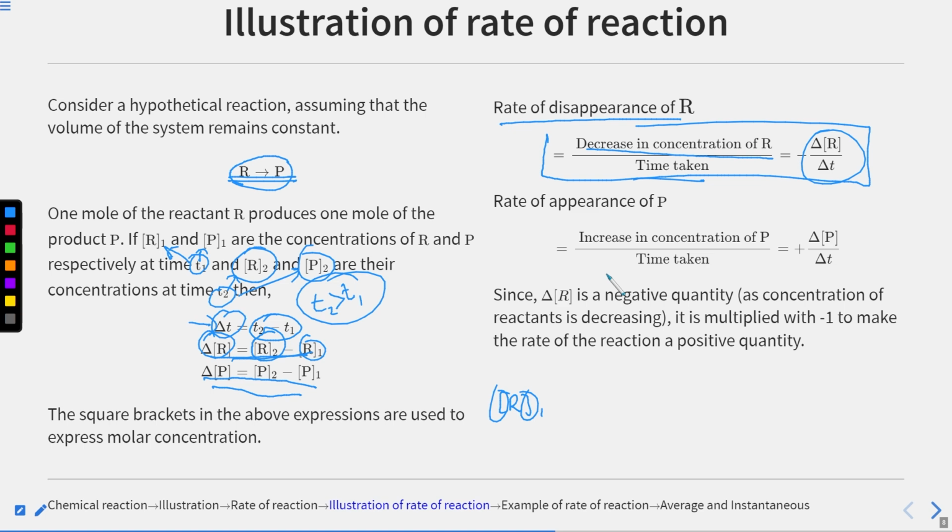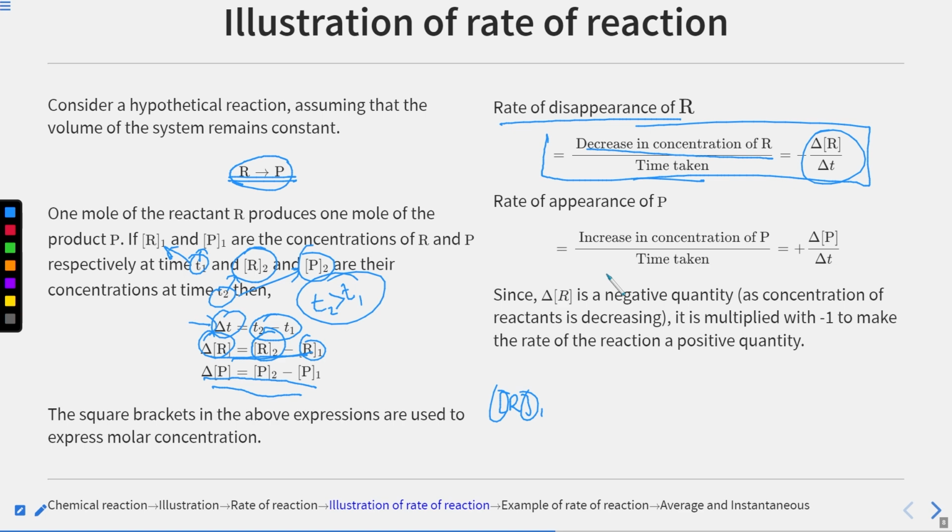Again, if we write it in terms of the product, we will write it as the increasing concentration of P. So it is very clear. Just think of it that the reactant will be disappearing, so we will calculate the decrease in concentration of R by subtracting final minus initial.